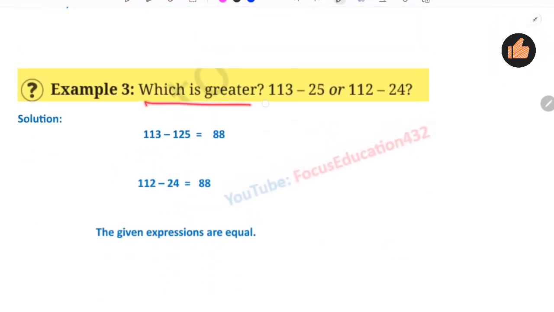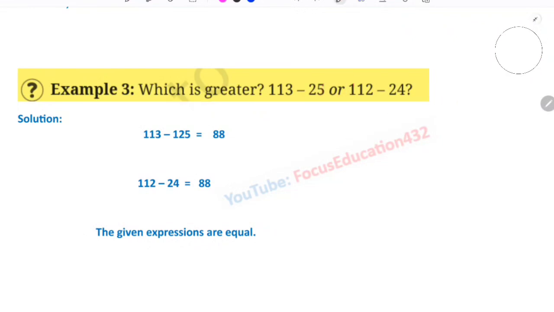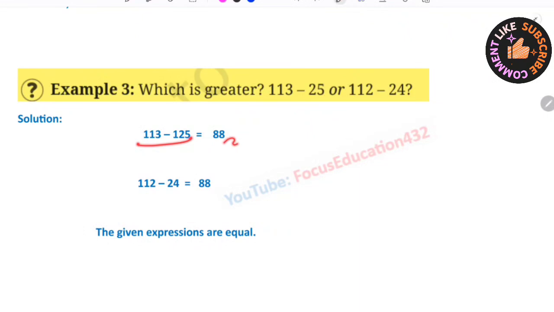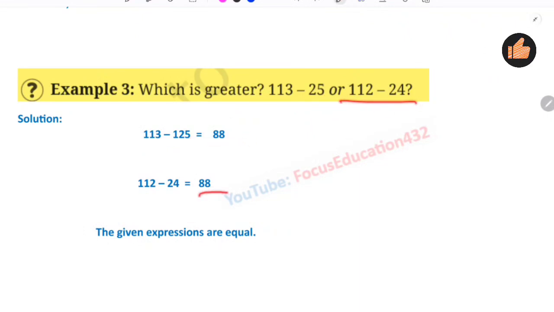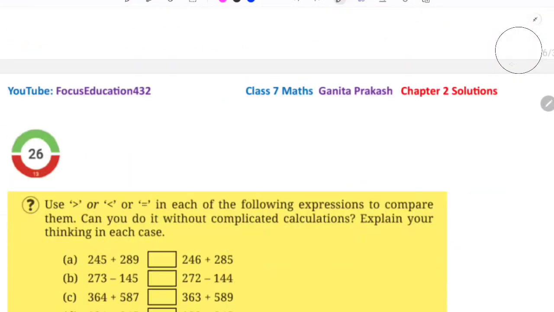Now, which is greater: 113 minus 25 or 112 minus 24? Find the values for these expressions. 113 minus 25 is 88. 112 minus 24 is also 88. So both are equal, right? So the given expressions are equal, you can write.